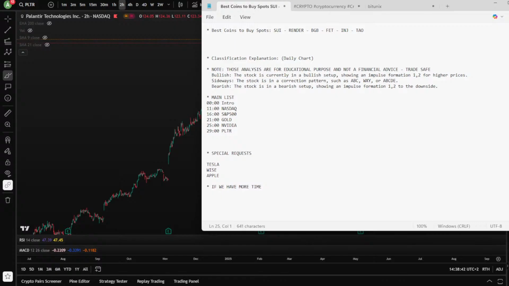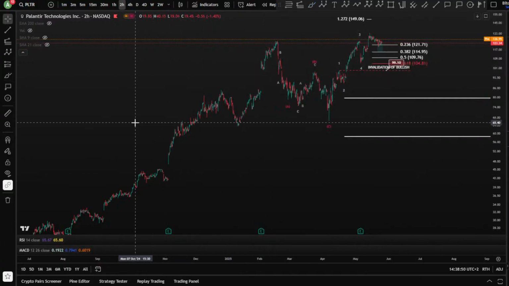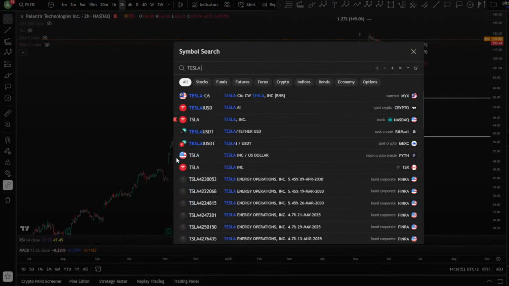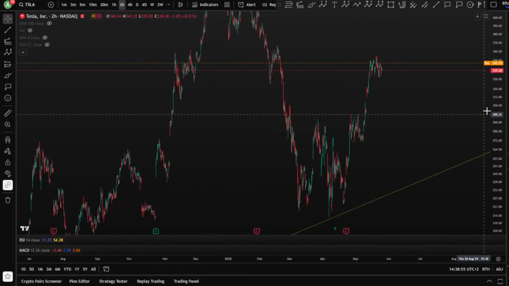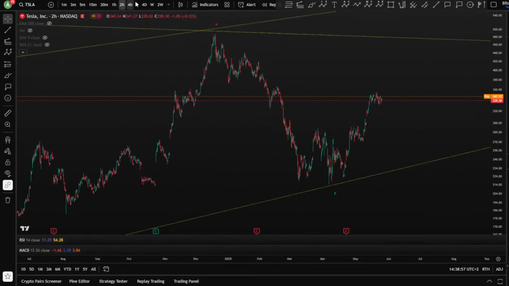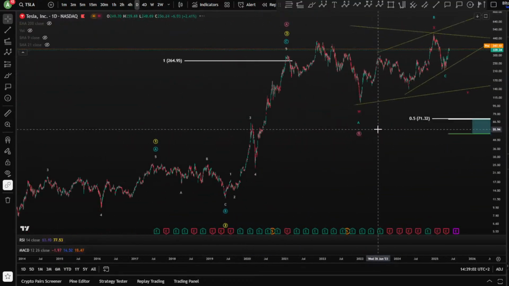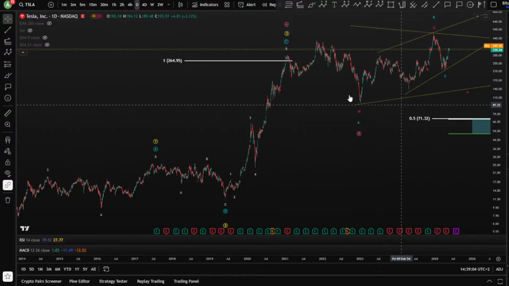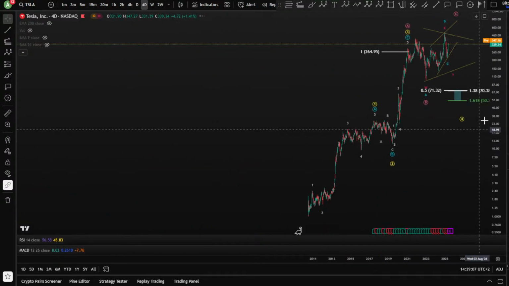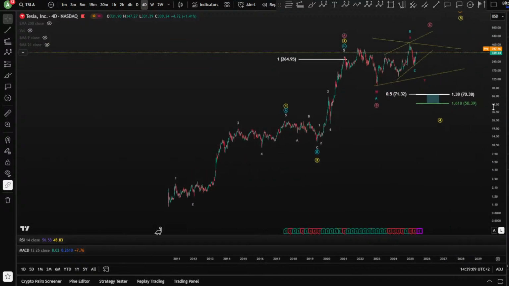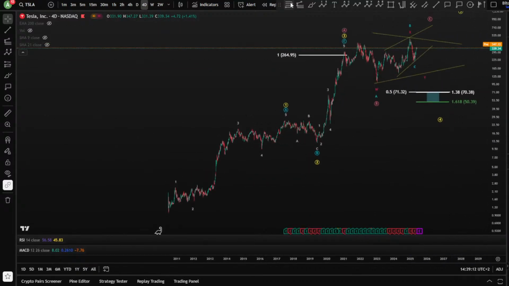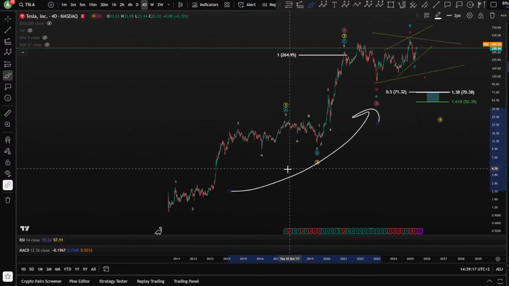Okay, let's move to Tesla at 33 minutes. All right, Tesla. All right, with Tesla, so, you know, Tesla is a little bit tricky, guys. In Tesla, we have bullish and bearish scenarios, but the problem with Tesla is that it is not a very bullish chart.